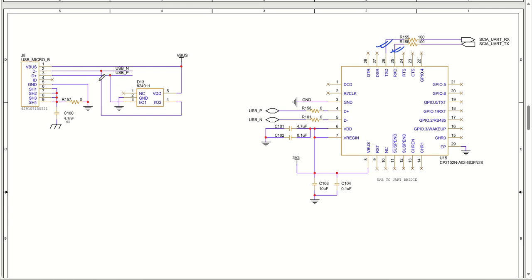And these lines are also protected through an ESD diode array taken from Würth Electronics. The part number is 824011. So this was all about the USB to UART bridge, and very nicely, it has been powered by 3.3 volt, a single voltage level. If you want, you can power this up by VBUS as well. That is not a problem.